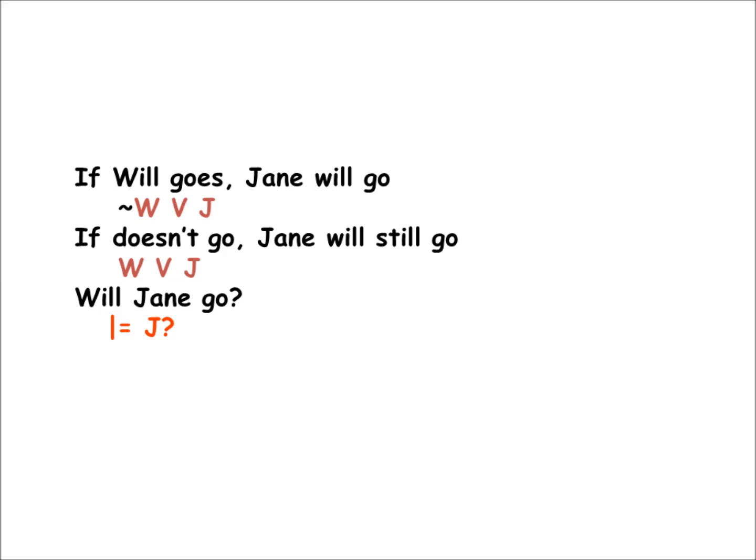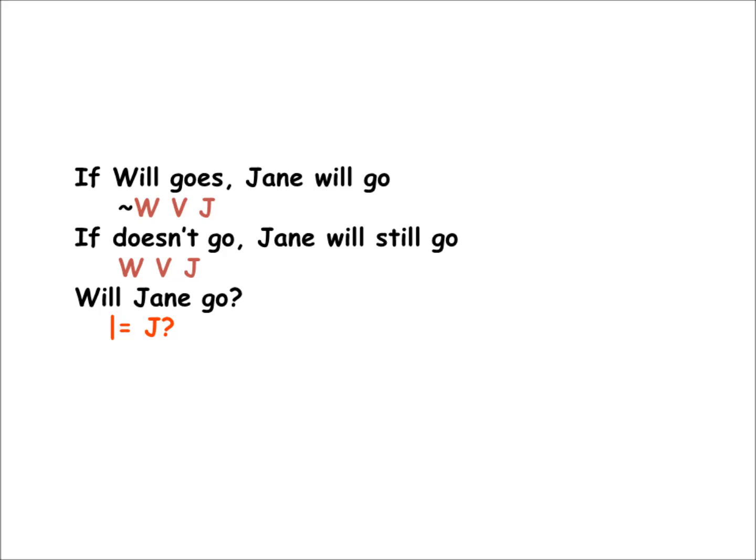Okay. Now, this is a very interesting example. This shows that resolution is not complete. It is refutation complete but not complete otherwise. So here are 3 sentences. If Will goes, Jane will go. If Will does not go, Jane will go. Now you and I, can we conclude that Jane is always going to go? Let's see if resolution can conclude this.